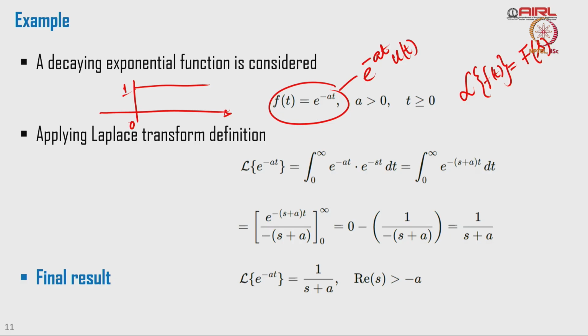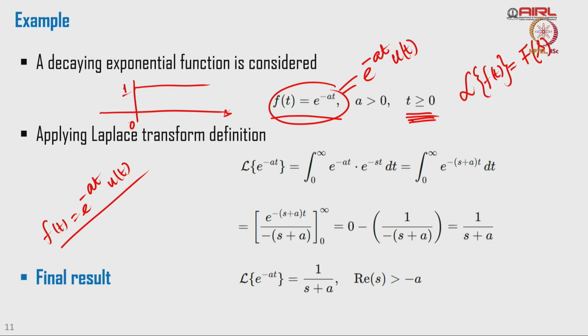Okay, so what do you mean by writing this? When t is greater than 0, e to the power minus at u(t) is actually e to the power minus at, but it shows that there is no component beforehand, right? So either you write f(t) equal to e to the power minus at and t greater than or equal to 0, or you can write f(t) equal to e to the power minus at u(t), right? Both have the same meaning.